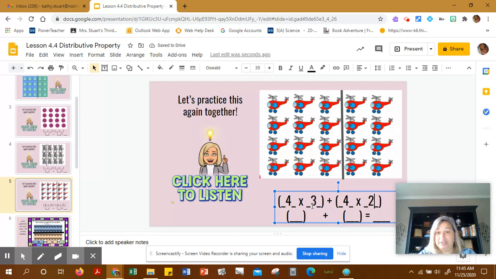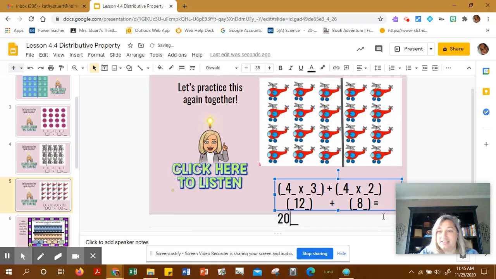Now we have to solve it. 4 times 3. Shout out 4 times 3. All right, it's 12. Good shouting. And let's shout out 4 times 2. Remember, if you don't know, count up all of the helicopters and you get, yes, 8. All right, so now I'm going to add my 12 plus my 8, which will give me, hey, some of you are good at this already, 20. Very good. So I know that my array is 20, and I've used the distributive property to do so.